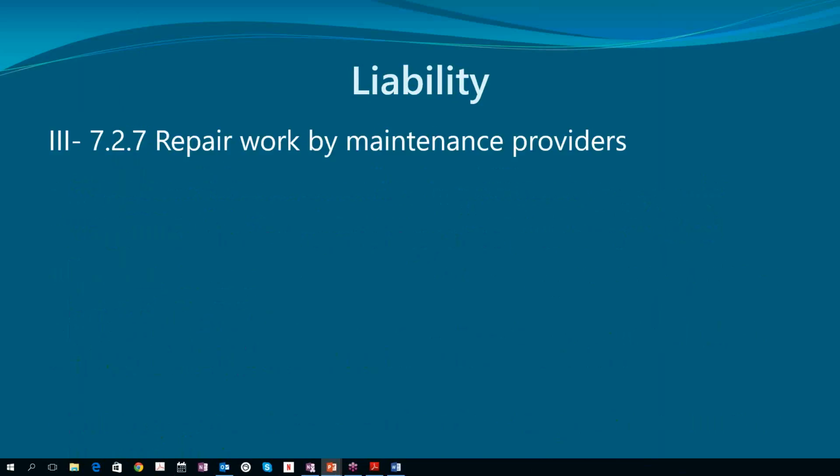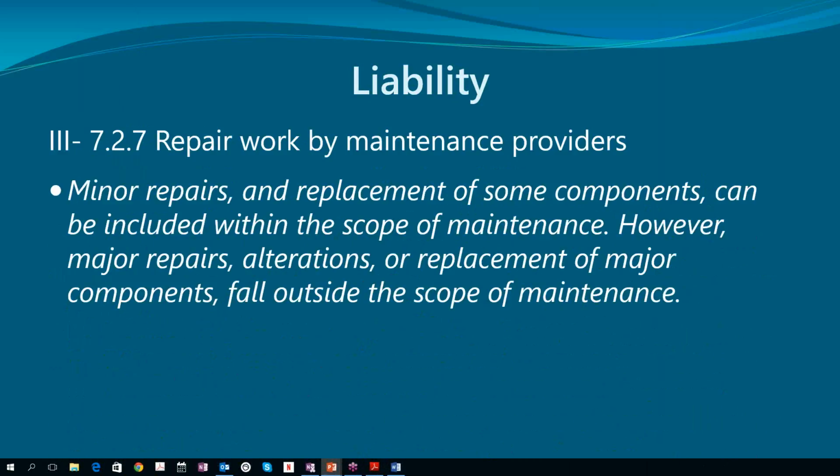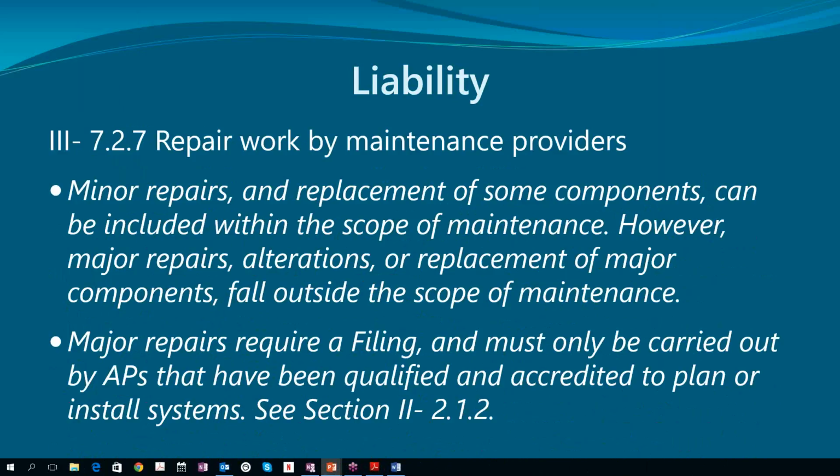Repair work by maintenance providers. We've kind of been here before, back in webinar 1, I think it was, but we want to be sure to go there again. Minor repairs and replacement of some stuff can be done within the scope of maintenance. Major repairs fall outside the scope of maintenance. So major repairs require a filing, and that means they can only be carried out by authorized persons that have been registered, qualified, and accredited to plan or install systems.